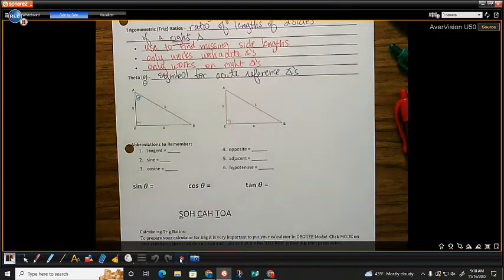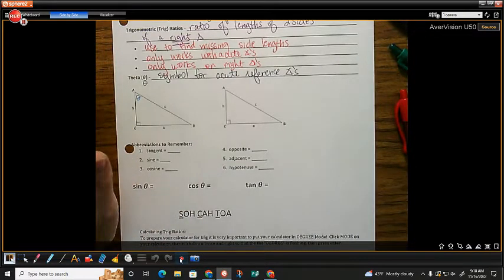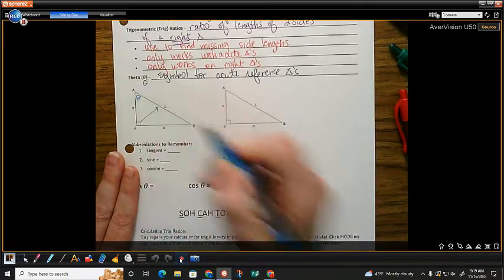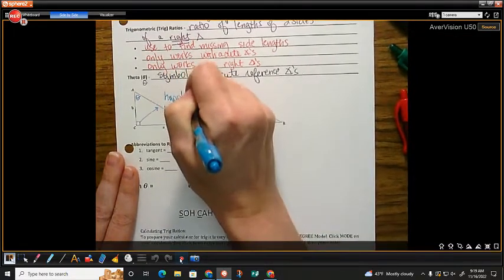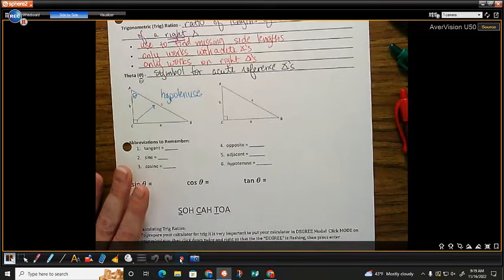Okay? And then, once you know what angle you're focused on, then you label everything else. What is the name of the side across from the right angle always? It's always the hypotenuse. Always. I always label that one first, so I don't accidentally call something else the hypotenuse, and I don't accidentally call the hypotenuse something it shouldn't be. Okay? So you just get used to that. And then you think, okay, which side is opposite of theta?